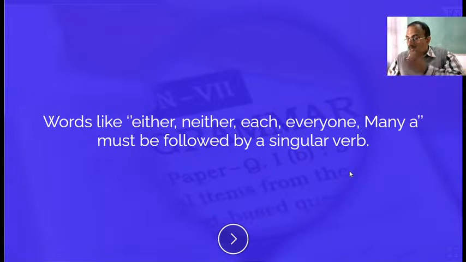It means structurally it is singular, but meaning wise it is both the books. But when we are doing subject verb agreement, we've got to take into consideration the structure, actually the structural part of the sentence. So therefore always remember, if there is either, neither, each, everyone, many in a sentence, the verb must be singular.